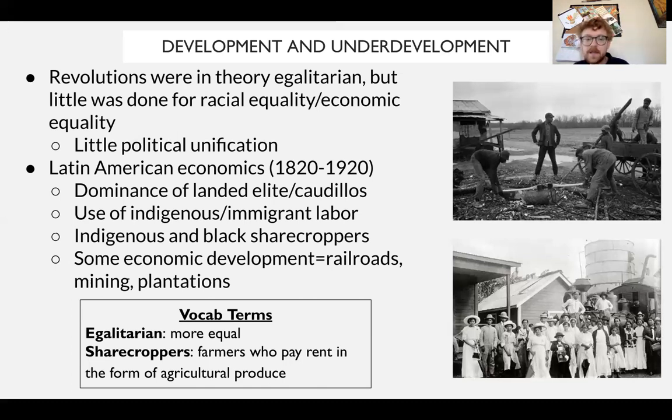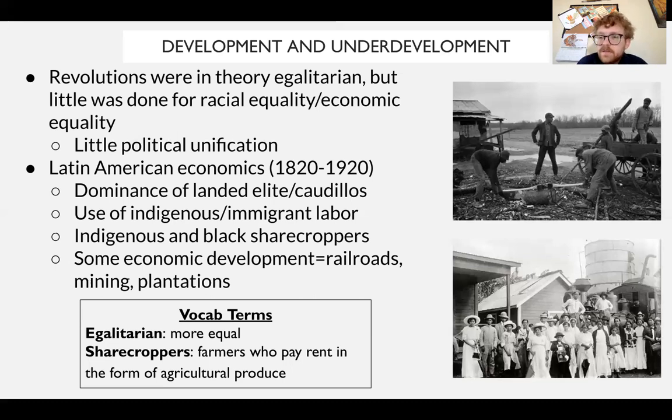So a lot of these economic developments are occurring on plantations, like I said, sugar plantations in Brazil and the Caribbean. We do see a degree of mining in Mexico and in Argentina and Chile. Argentina will grow a lot of beef, and it's going to make a lot of money off of this. We're going to see a lot of tobacco and coffee farming in Cuba and Brazil. And we will see the creation of railroads in these Latin American countries. We will see a lot of mining.